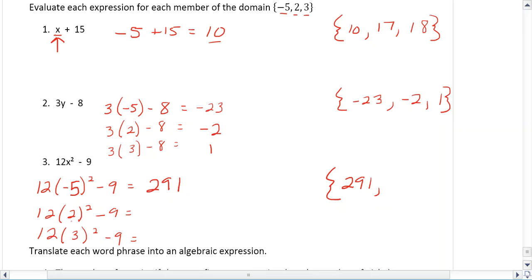Then we put a 2 in here. 4 times 12 minus 9. If I did that right, I got 39. So we'll put that in. And 9 times 12 minus 9, I got 99. All right, so check that math. Make sure you agree with those elements in the range.